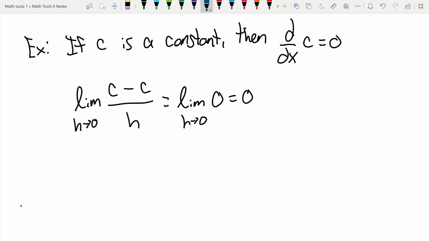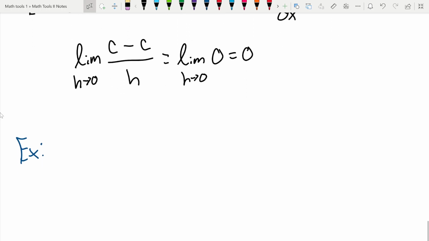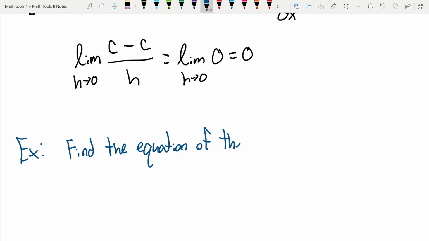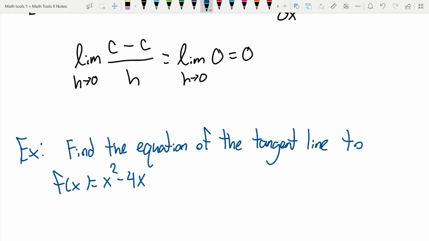Okay, so let's just do an example. This kind of combines what we're talking about in this video, but also one that we just haven't really seen an example of yet, which is finding the equation of a tangent line. So let's find the equation of the tangent line to f of x equals x squared minus 4x plus 6 at x equals 1.